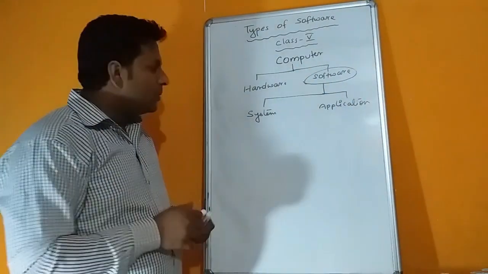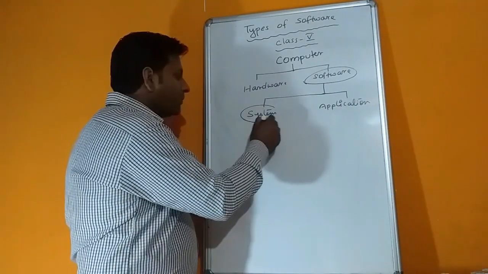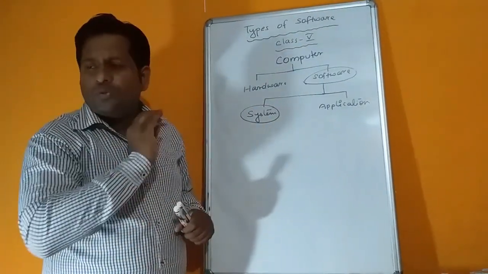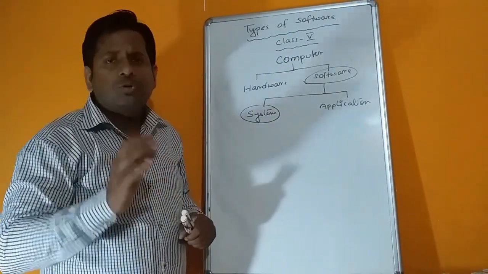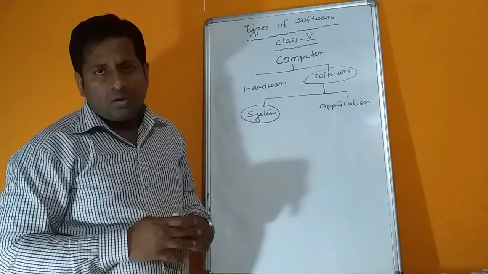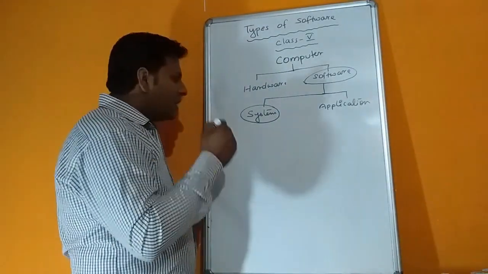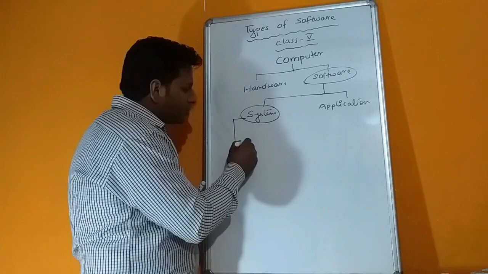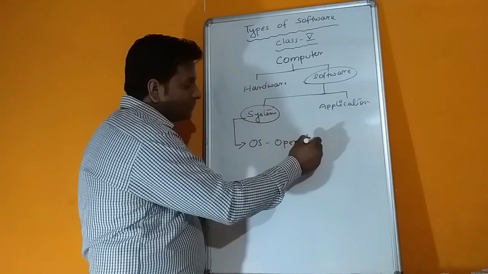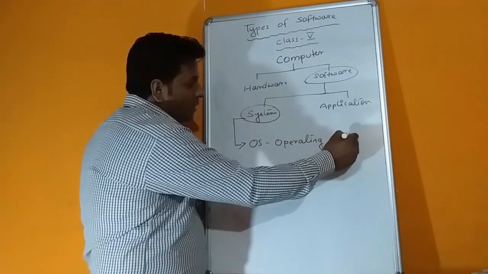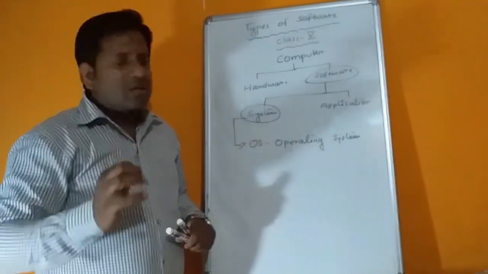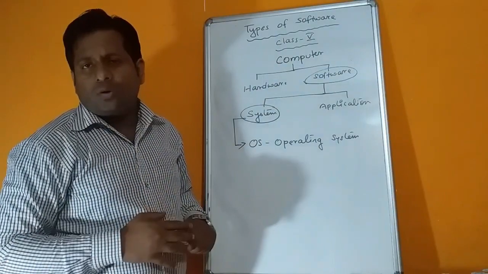So first of all, we'll come to the part of system software. As I have told you, system software are the main software without which it is not possible for the computer to get on. System software lets the computer get on. The most important system software is the OS, known as operating system. Operating system is the best example of system software.